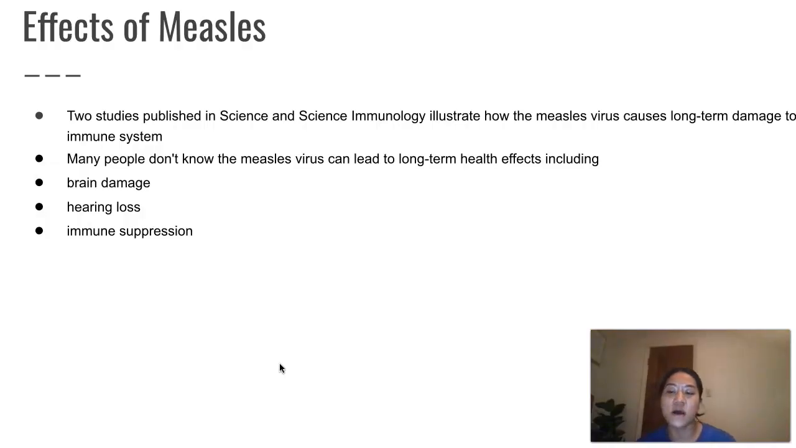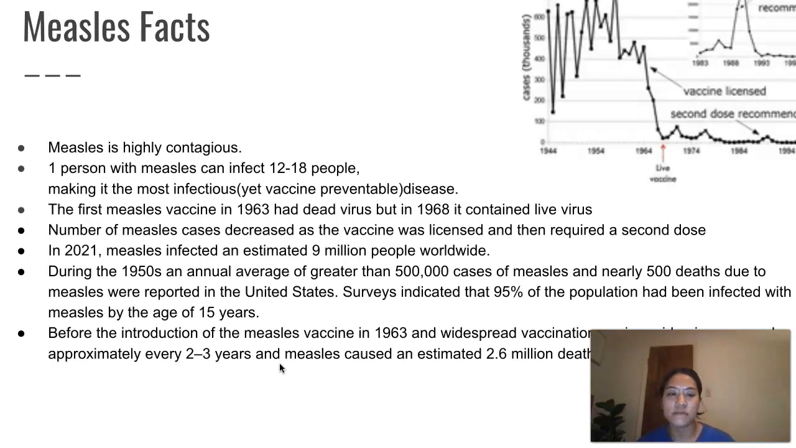Effects of measles. Two studies published in Science and Science Immunology illustrate how the measles virus causes long-term damage to the immune system, which also includes brain damage, hearing loss, and immune suppression. Measles facts. As we mentioned before, it is a highly contagious disease. One person with measles can infect 12 to 18 people, making it the most infectious disease, though it is preventable through vaccine.